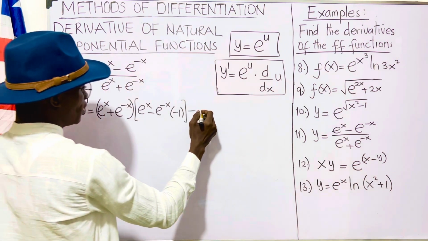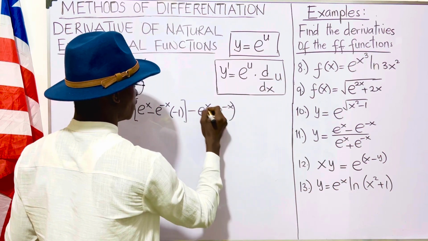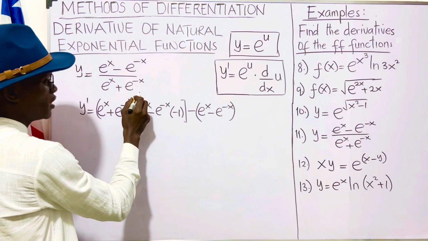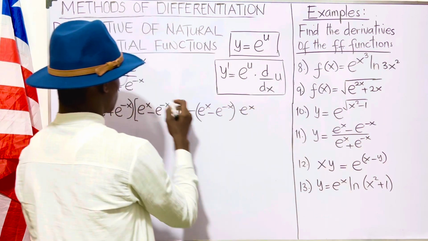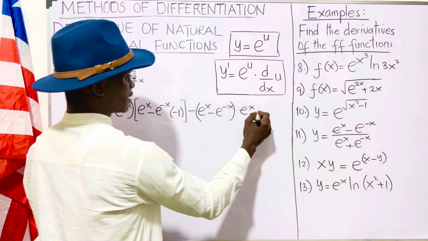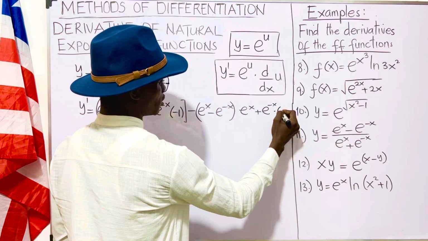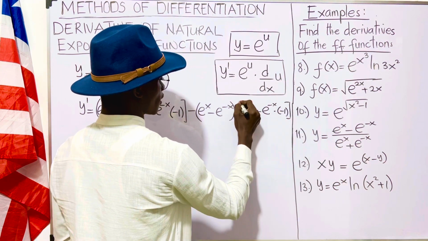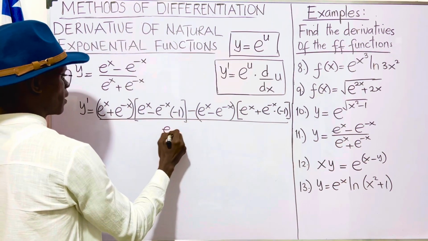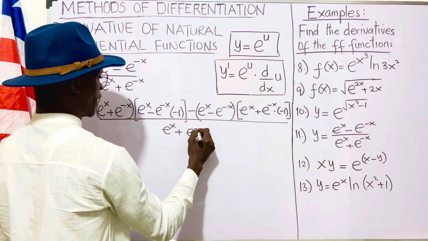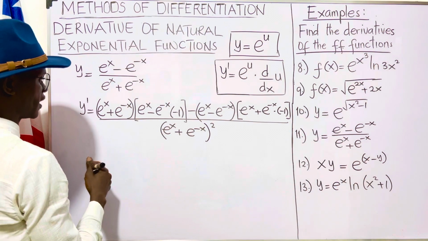So we hold the numerator now, e raised to the power x minus e raised to the power minus x, and then we differentiate the denominator. The derivative of e raised to the power x is just e raised to the power x. The derivative of e raised to the power minus x is e raised to the power minus x times the derivative of minus x, which is minus 1. All divided by the denominator, e raised to the power x plus e raised to the power minus x, all squared.